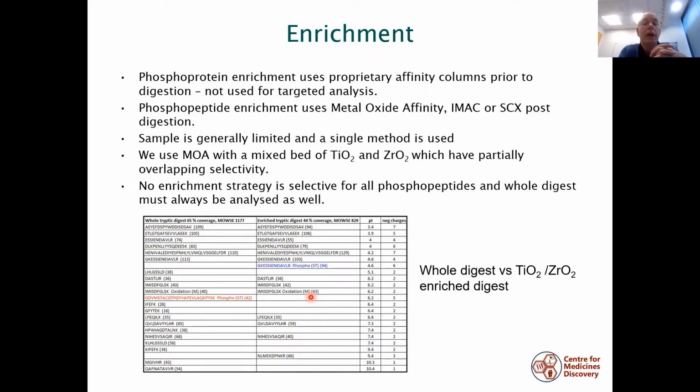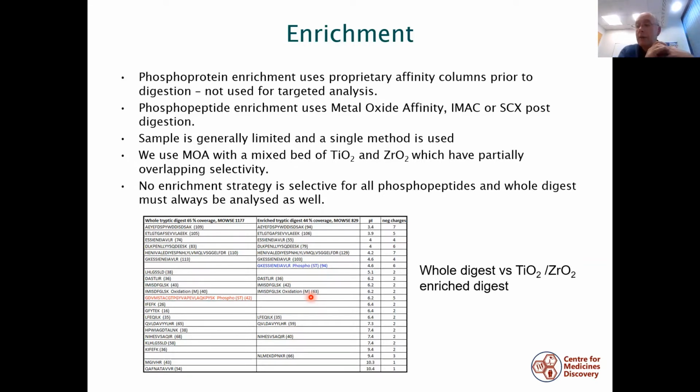Phosphopeptide enrichment, we do this using metal oxide affinity, but there are other techniques. You can use IMAC, you can use a strong cation exchange post-digestion. But you're generally only going to use one of these techniques because usually the amount of sample available is limited. So here at CMD, we use metal oxide affinity, and we do this with a mixed bed of titanium dioxide and zirconium dioxide. The reason we use these two selective agents is because they have partially overlapping selectivity.